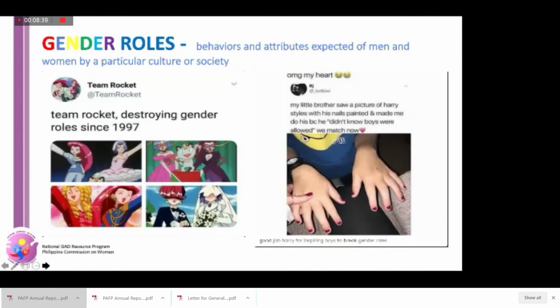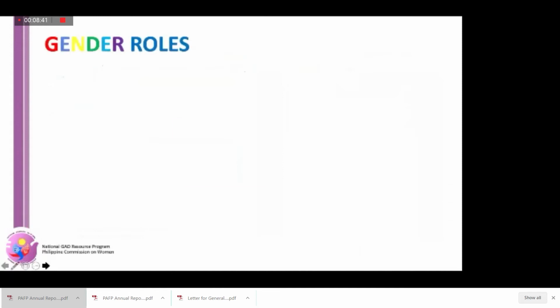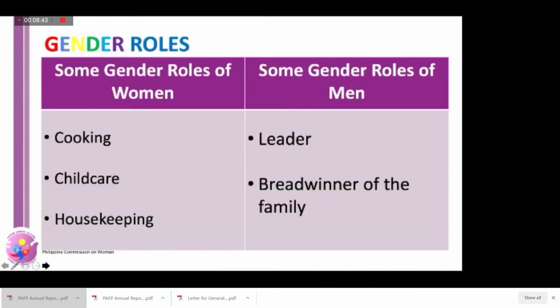And when there are gender roles, definitely, the effect will be to box the capabilities of men and women, the capabilities, for example, of a given transgender individual. So the gender roles that are present seem to constrict the growth and potential of every individual. Now, these are some gender roles of men and women that are pretty common. And like what I mentioned, these are interchangeable.